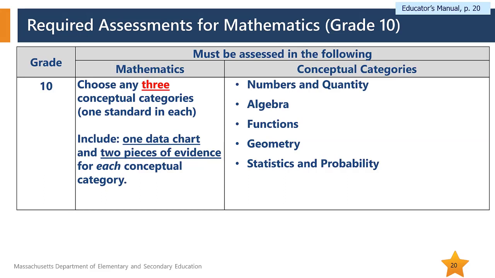From those 5, you choose any 3, and you're going to give us 1 data chart, 2 pieces of evidence in each of those conceptual categories. Well, these conceptual categories are very high, even breaking them down with the entry points made it difficult for the high school to find entry points for their students.